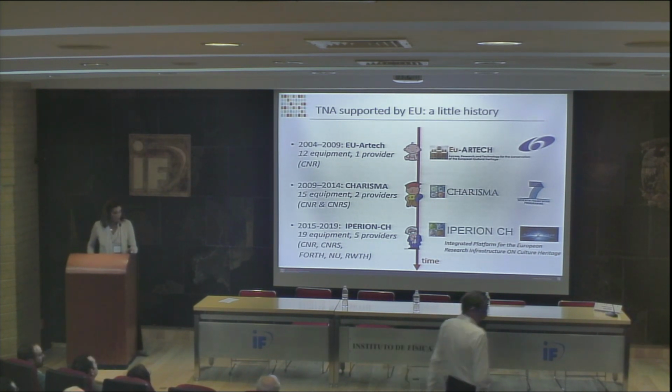A little history of Mahlab evolution. It started during the EU Arctic project from 2004 to 2009. We were one provider, just CNR, with 12 equipments. And then during the Charisma project, the equipments were 15 with 2 providers, Italy and France. And during the ongoing Hyperion project, we have 19 equipments, 5 providers that are Italy, France, Greece, Poland, and Germany.